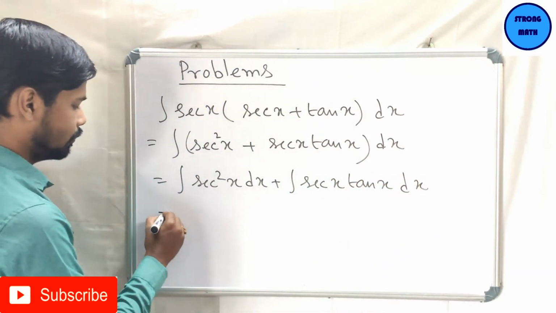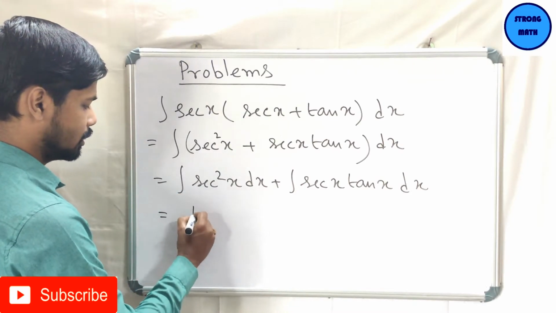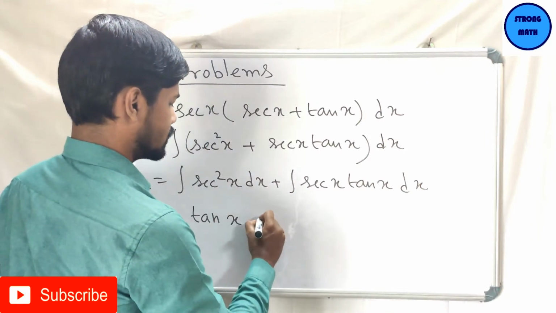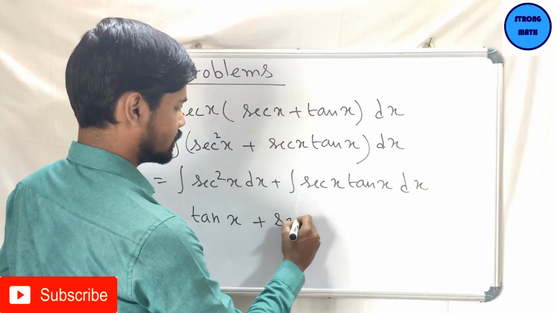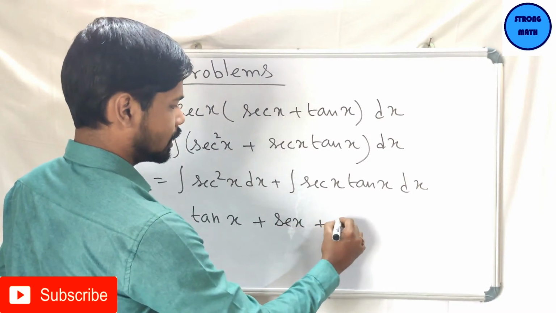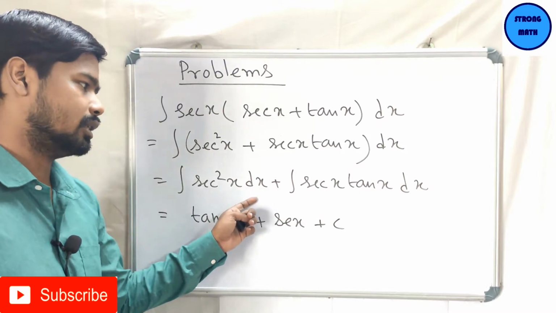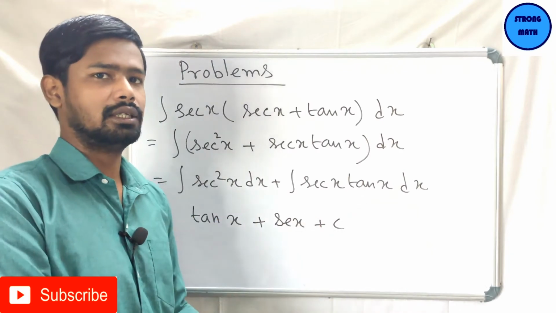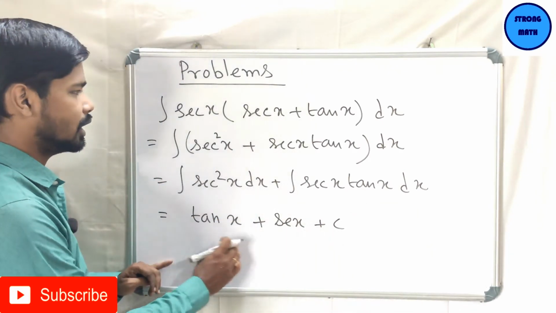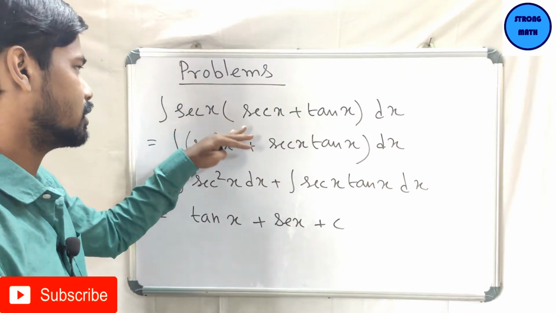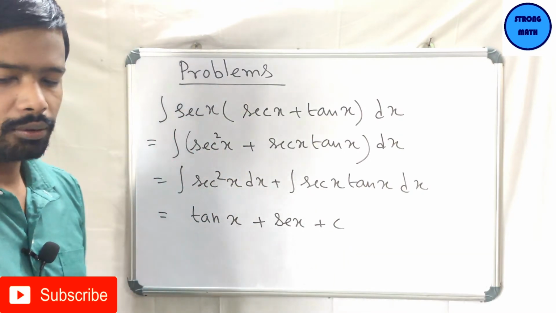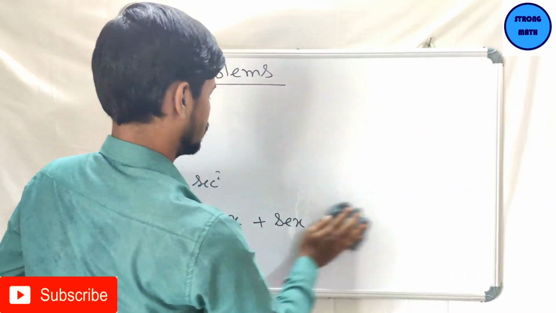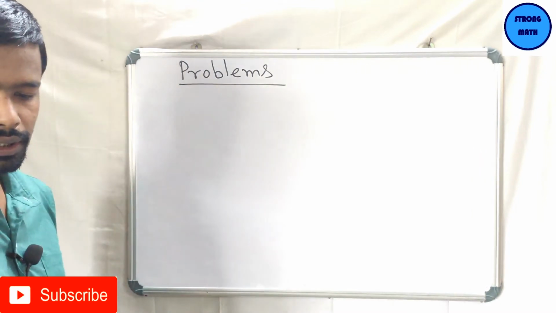Now look at the formula table. Integration sec square x dx gives us tan x, no need to write any integrating constant, plus sec x tan x integration is sec x. Now we can write an integrating constant, because if we write two integrating constants, their sum gives us another constant. Okay, so this is the answer of the integration of this given function. Now what to do? You have to memorize each and every formula, then you can easily find the integration of the given function.